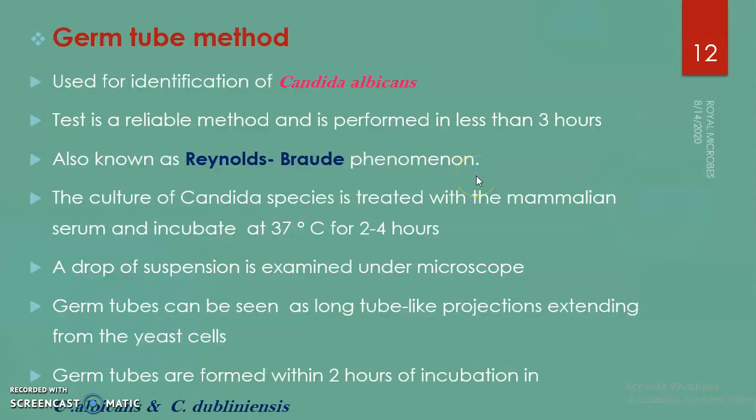Next is the germ tube method. It is widely used for the identification of Candida albicans from other Candida species. The test is a reliable method and less time consuming. It is also known as Reynolds Braude phenomenon.